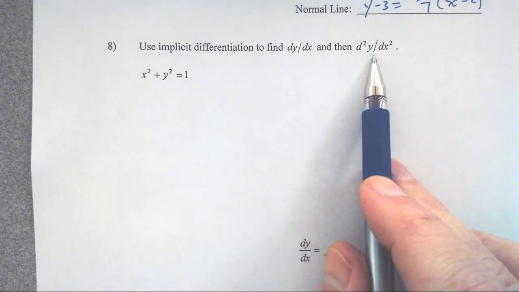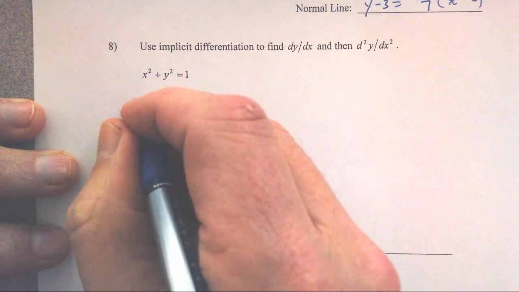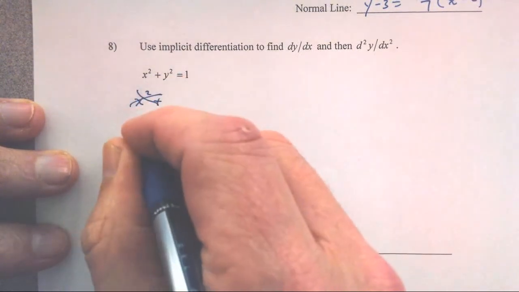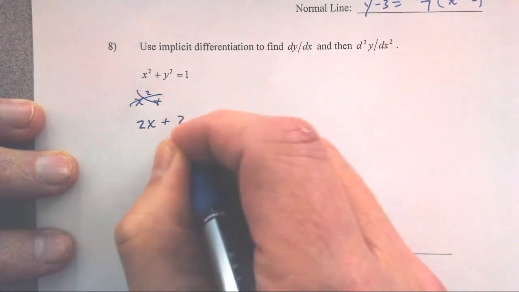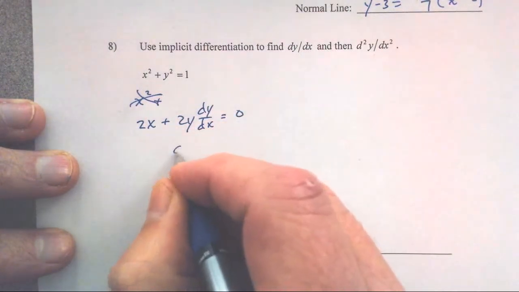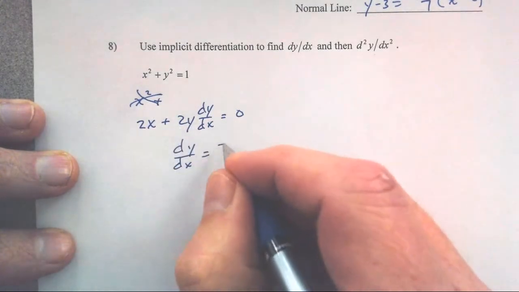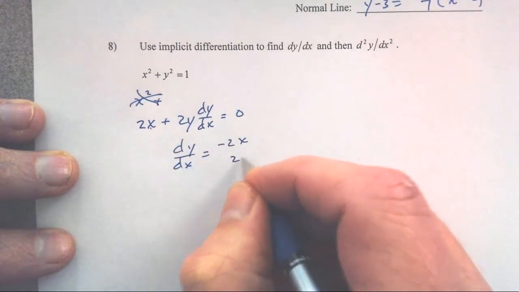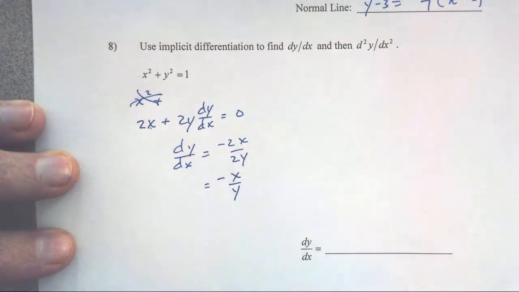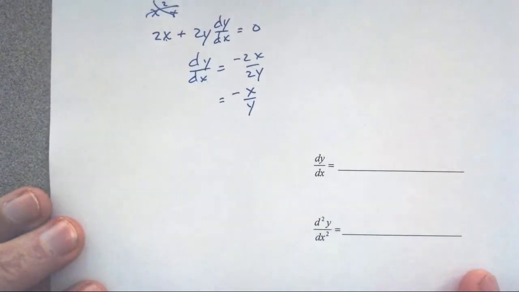Sometimes these second derivatives can become a challenge. First derivative, no problem for us. This is the derivative of x squared plus y squared equals some number. 2x plus 2y dy dx, that's the chain rule, equals 0. So, see if we follow this, dy dx equals, I would subtract 2x, I would divide by 2y, and I get negative x on y. That is dy dx. And now I have to find the second derivative of that.